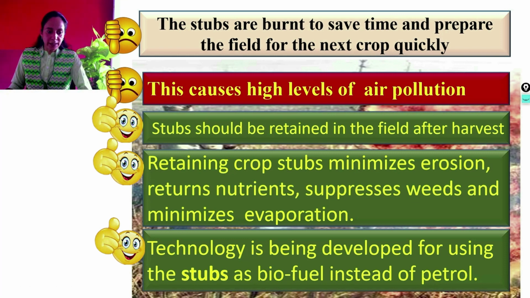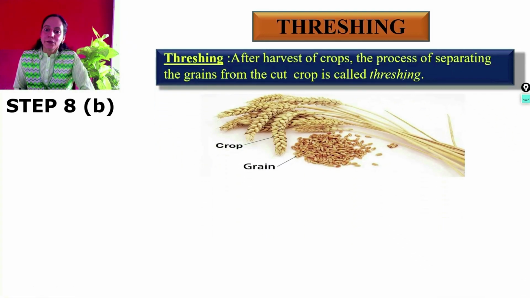Next agriculture practice is threshing. After harvesting of the crop, the process of separating the grains from the cut crop is called threshing.